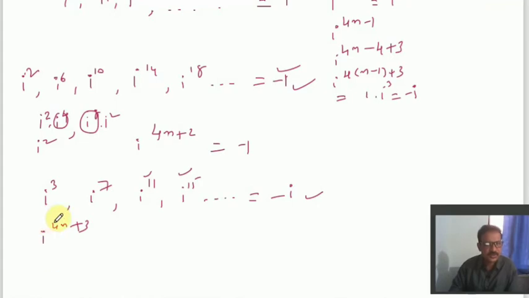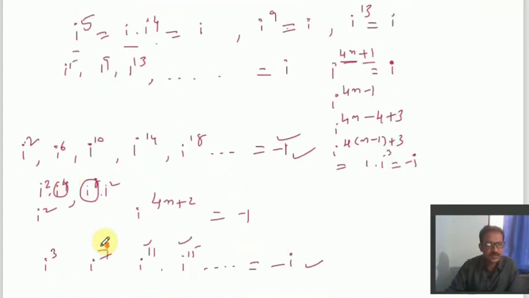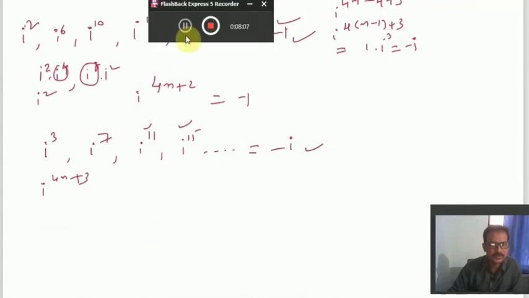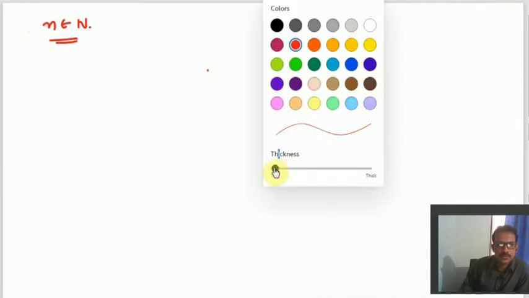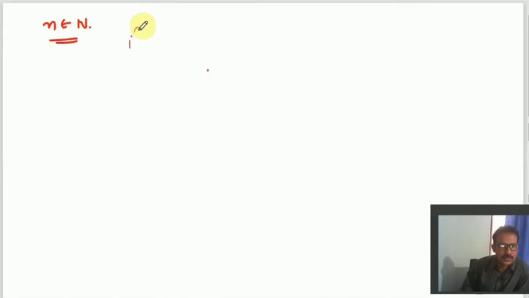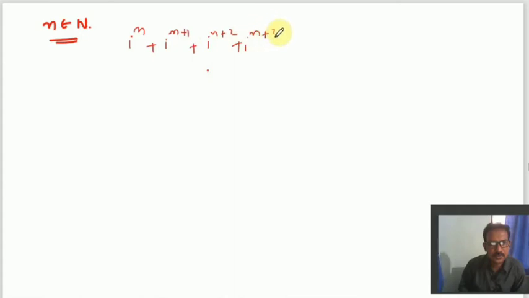And also we already discussed i power 4. So this pattern we have to remember. For any n belonging to the set of natural numbers, i power n plus i power n plus 1 plus i power n plus 2 plus i power n plus 3 is equal to how much? Let us take it as an example.